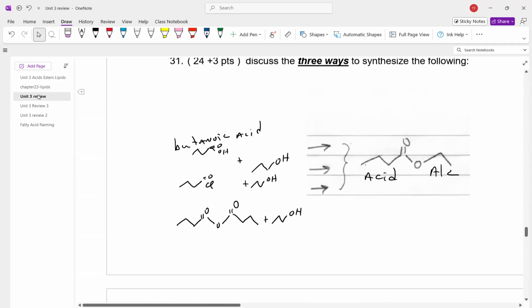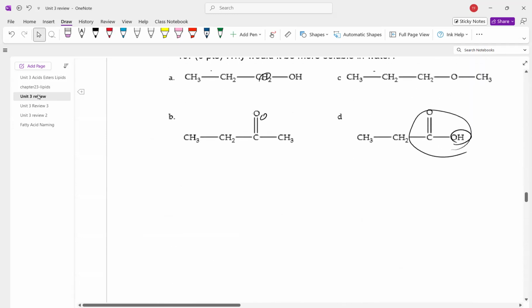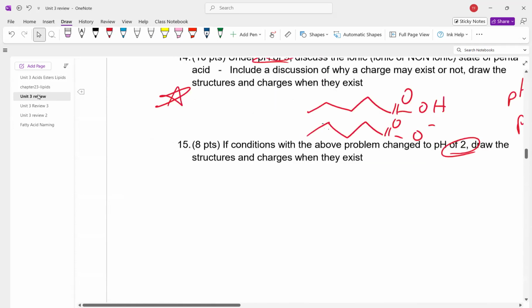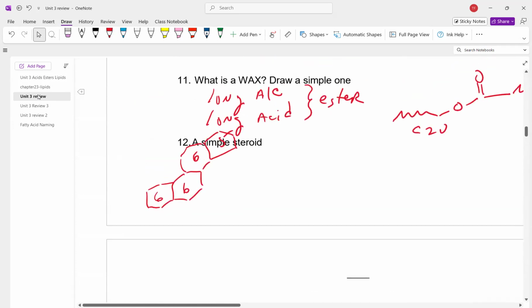Okay, the rest of these are going to be reactions, and I want to cover those on Thursday. Any questions about what we've gone over so far in the naming? Okay.